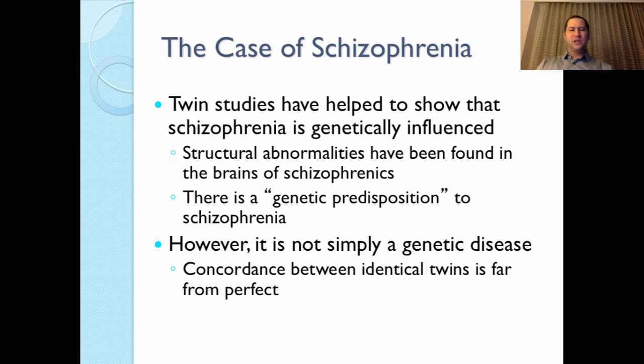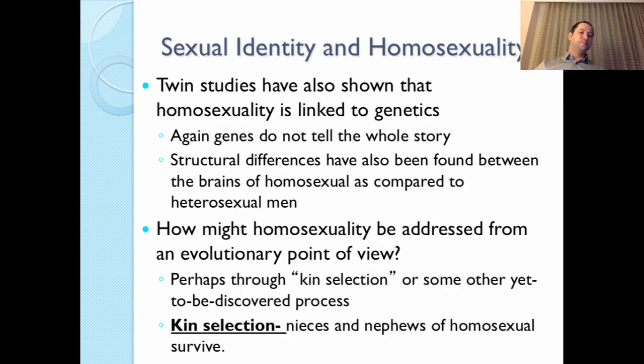All right, so to summarize, because I said a lot: schizophrenia is genetically influenced. If there is a genetic predisposition, it doesn't guarantee you have schizophrenia. And I mentioned that there are other conditions with higher concordance rates. But in no case is it 100% concordance. How about sexual identity and homosexuality?